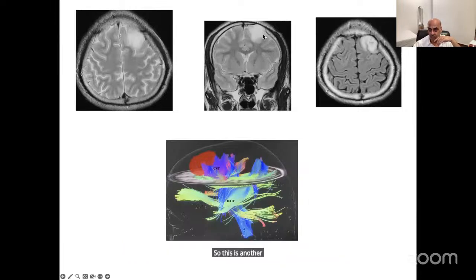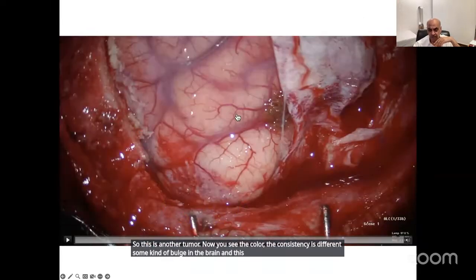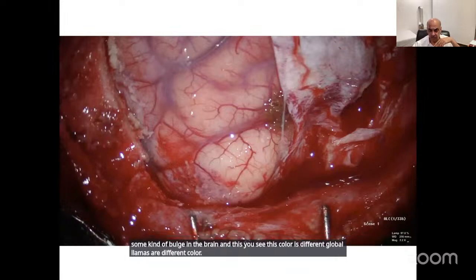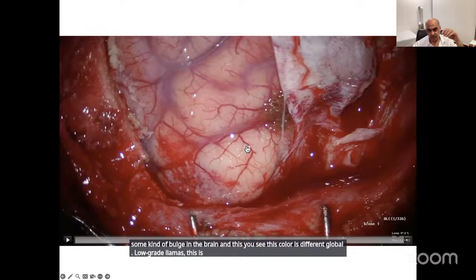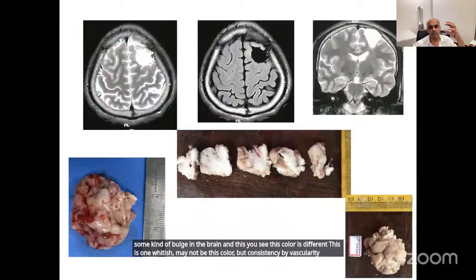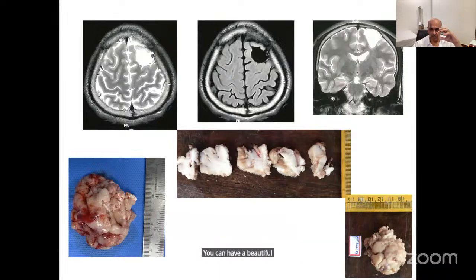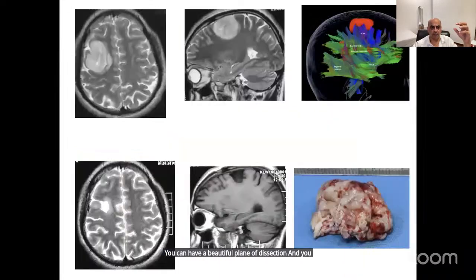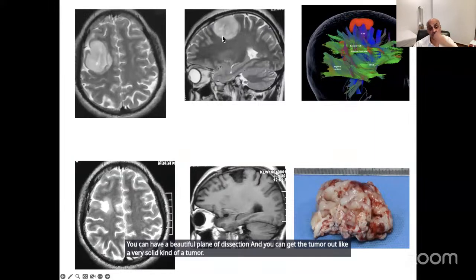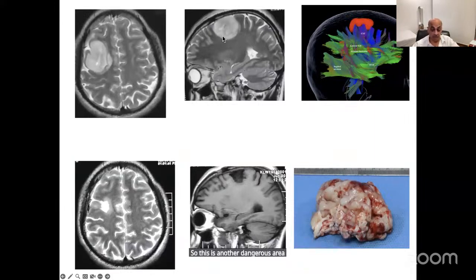Now you see the color, the consistency is different, some kind of bulge in the brain. Low-grade gliomas are a different color, whitish, may not be this color, but by consistency and vascularity, you can have a beautiful plane of dissection, and you can get the tumor out like a very solid tumor. So this is another dangerous area, as you can imagine.